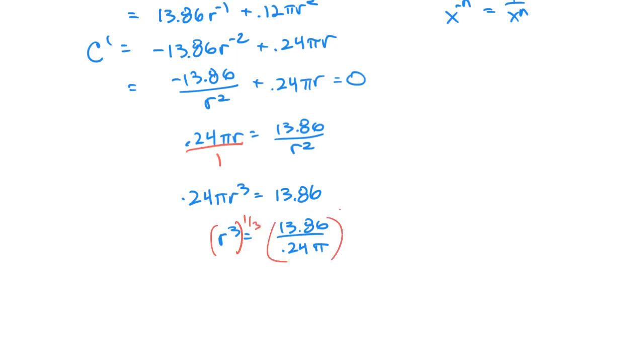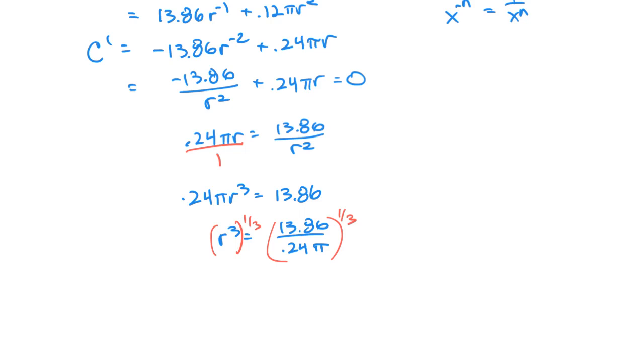It's usually just easier on the calculator. But that's not the biggest problem. The biggest problem is this denominator. If you just plug in 13.86 divided by 0.24 pi, it's going to divide these two, then multiply that answer by pi. So we have to be careful here.